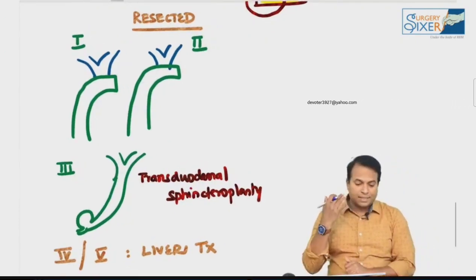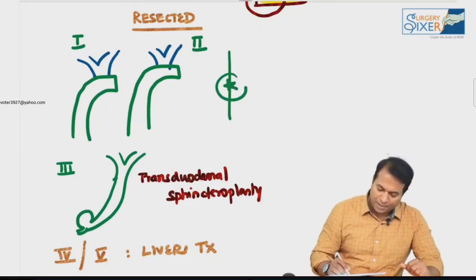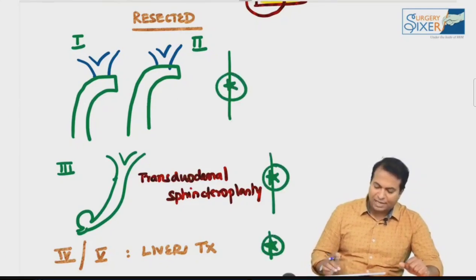So please don't forget choledochal cyst management. 1 and 2, we resect them and do hepaticojejunostomy. 3, we do transduodenal sphincteroplasty. 4 and 5, we advise liver transplantation.